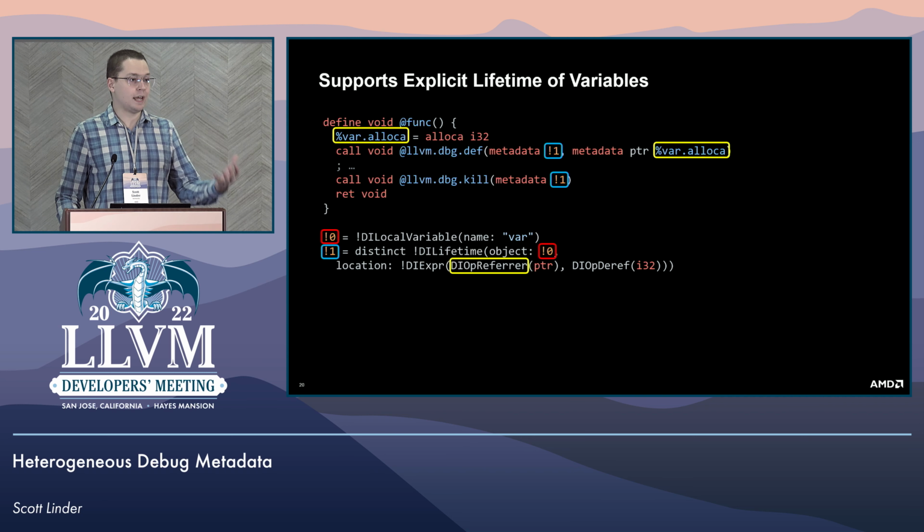Whereas in the previous case, there was an empty expression and that had implicit meaning in terms of how to interpret the input and the direction of the input. Now all of that's always explicit in the expression. So there's an explicit DI op referrer to bring in that referrer from the intrinsic, and there's an explicit dereference because we're actually looking at the contents of the alloca rather than the pointer represented by it.